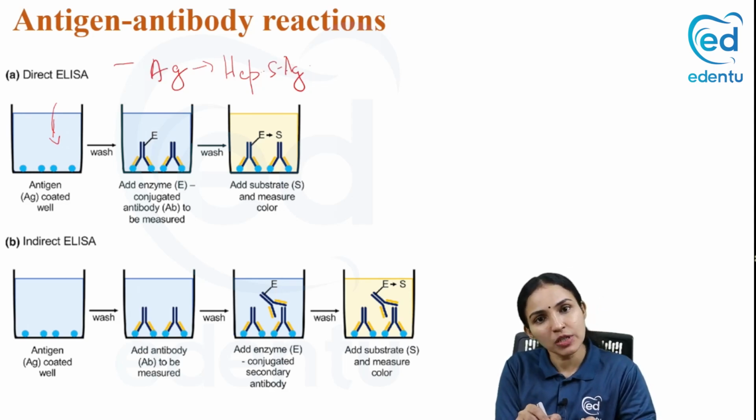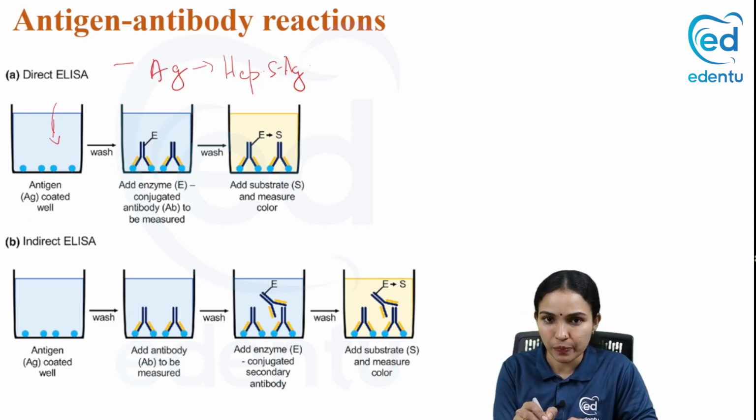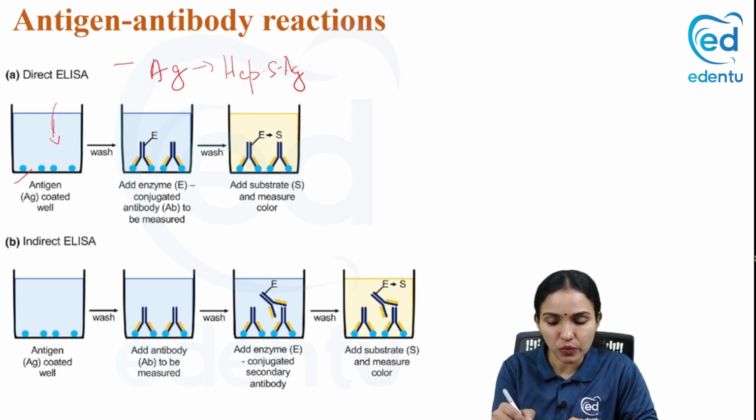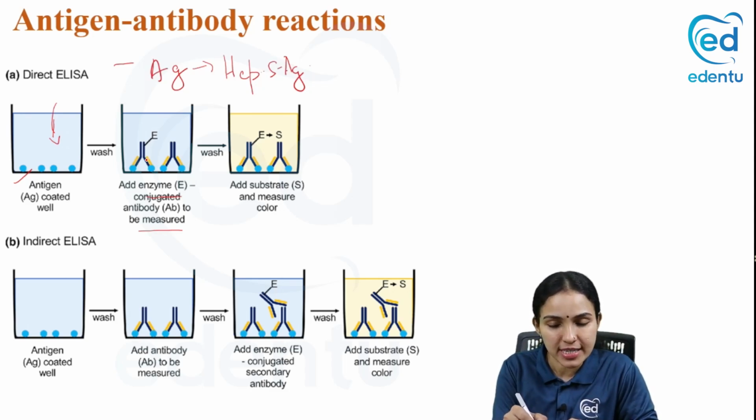Suppose the patient serum contains antigens and antibodies, those things will be coated on the well, because this is an immunosorbent material. So if it contains hepatitis B surface antigen, it gets coated on the surface of the well. The second thing you're going to add is an enzyme conjugated antibody, which is specific for this particular antigen.